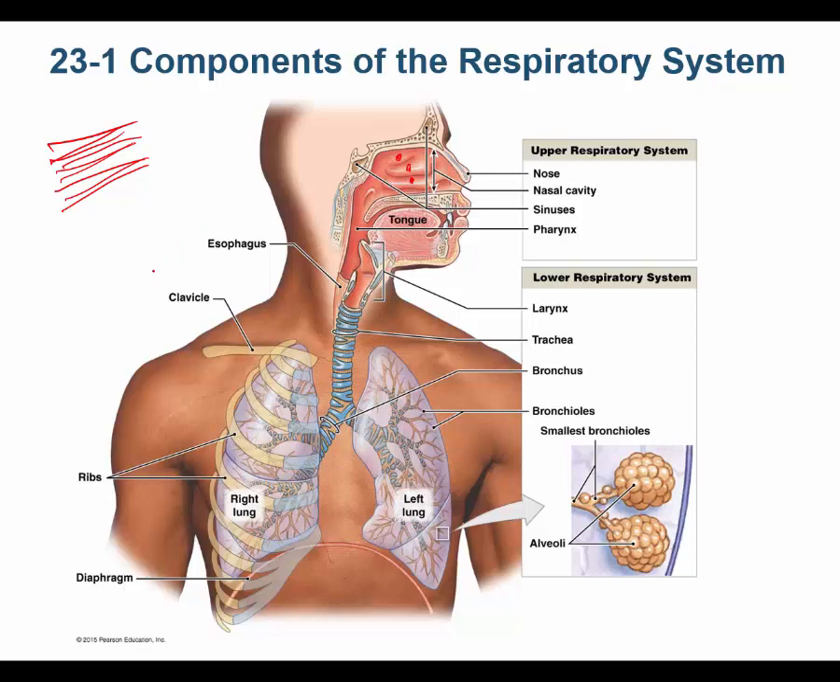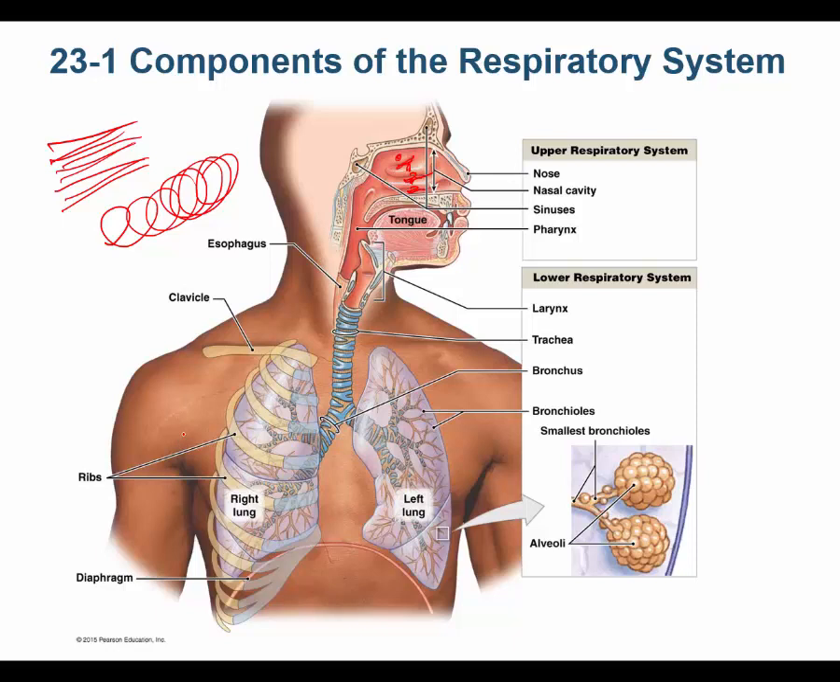And then when it hits the meatuses, these little canals underneath the conchi, the superior meatus, middle meatus, and inferior meatus, it turns into turbulent flow. And what that does is it increases the amount of surface area on the mucous membrane that the air contacts. And that's important because what we're doing is moisturizing and cleaning this air. So this mucous membrane will trap debris and it'll also add moisture to the air.